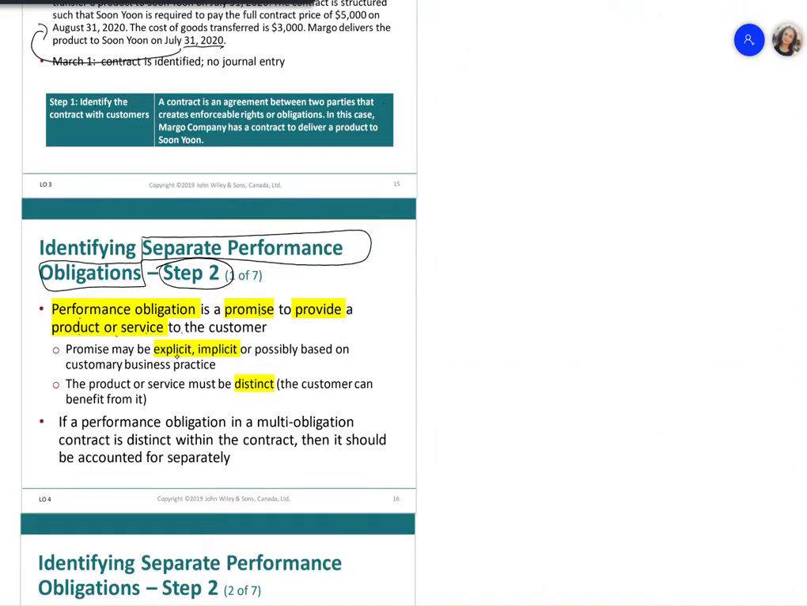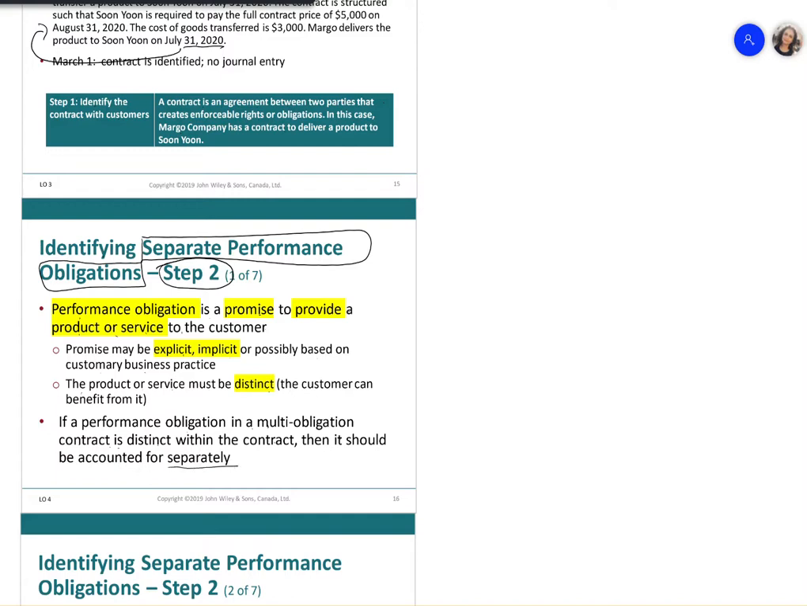The promise may be explicit, implicit, or possibly based on customary business practice. The product or service must be distinct, and the customer can benefit from it. If the performance obligation in a multi-obligation contract is distinct within the contract, then it should be accounted for separately.